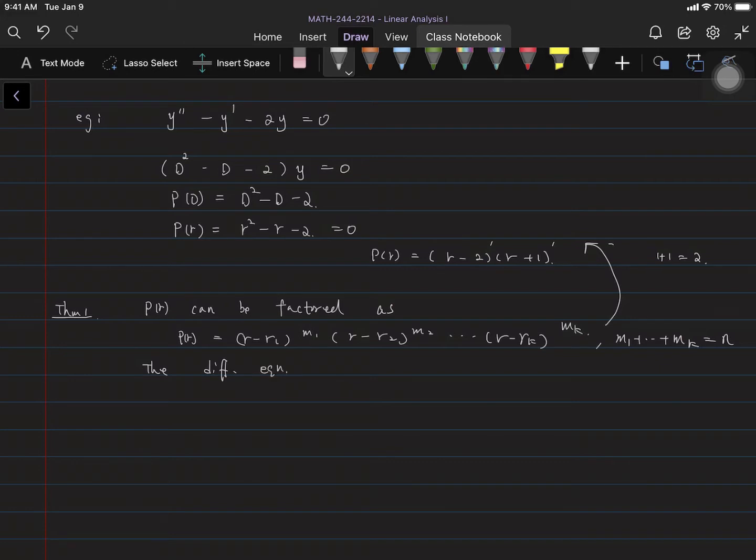A differential equation like this one, (D - r)^m y = 0, where m is an integer, has the following m solutions that are linearly independent.